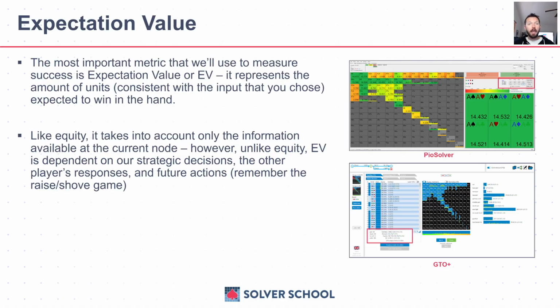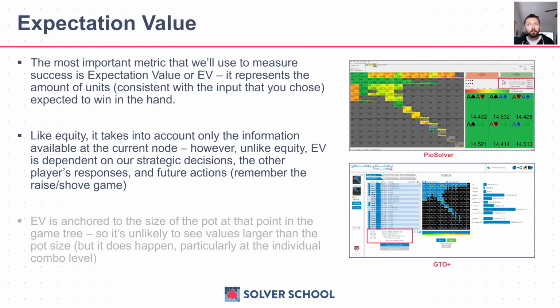Remember that raise-shove game. Our expectation is going to be dependent on what other players do, right? So from the small blind's perspective there, the small blind is going to take certain actions by raising, and the big blind could then either shove or fold. In that scenario, the small blind's expectation is going to be very dependent on how frequently the big blind shoves and how frequently the big blind folds.